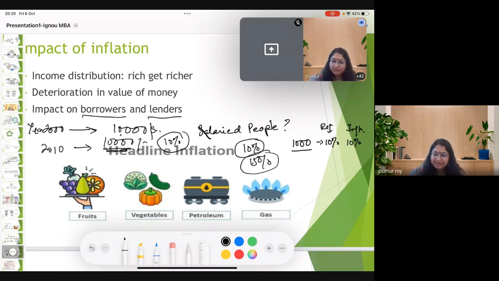Now, what second case I'm saying, suppose you are charging 10% and inflation has become 15%. Naturally, you have lost as a lender, because now you are not able to buy anything with that 1,000 rupees which you could buy last year. So, if the rate of interest is lesser than the rate of inflation, then you will lose. Is it clear?